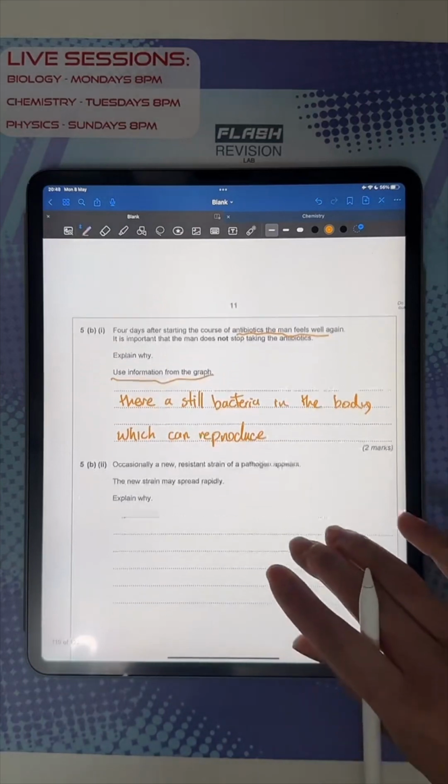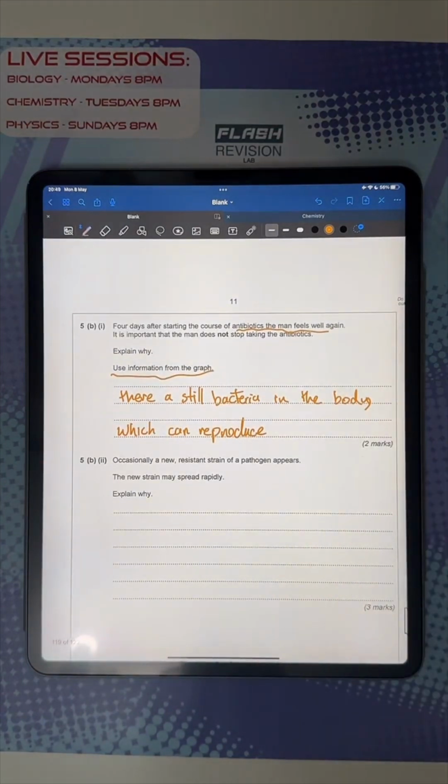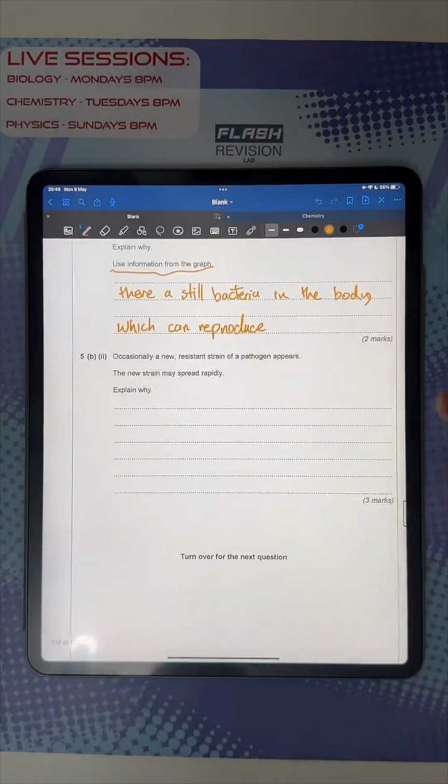Occasionally, a new resistant strain of pathogen appears. The new strain may spread rapidly. Explain why. What do you guys think? No antibiotics. Yes, it's a new strain, so there's not going to be any antibiotics that really work on it.